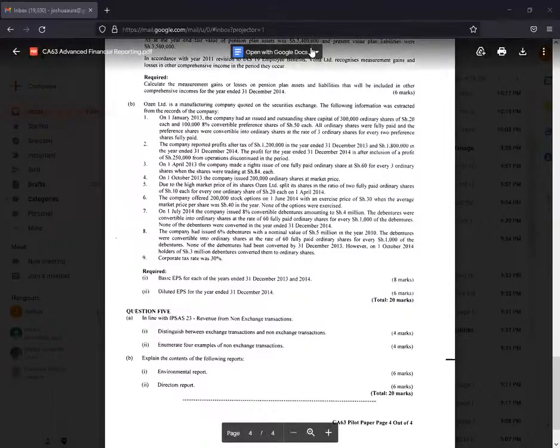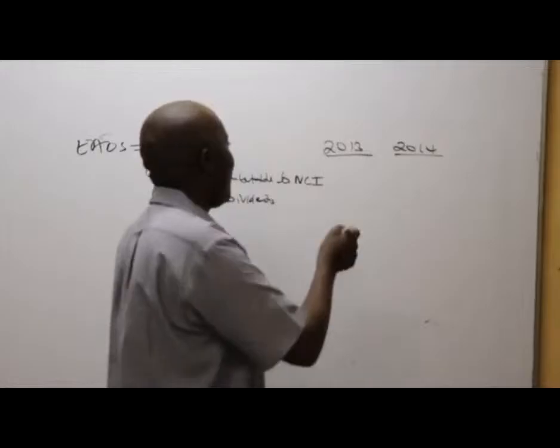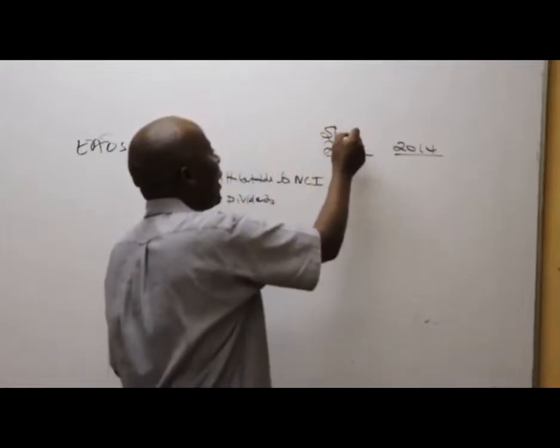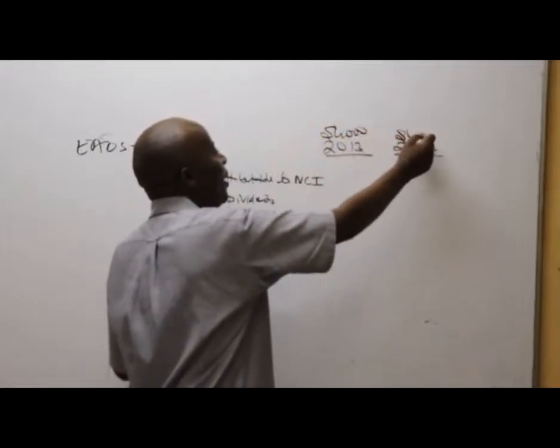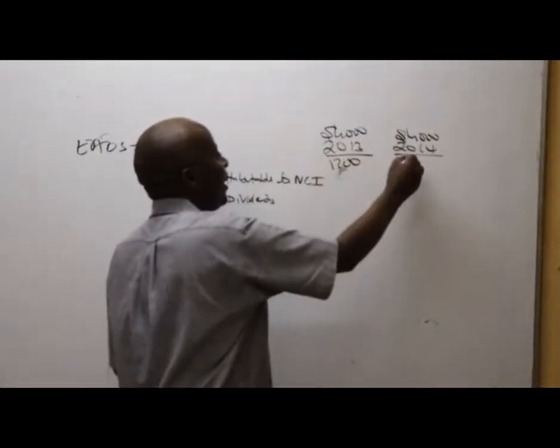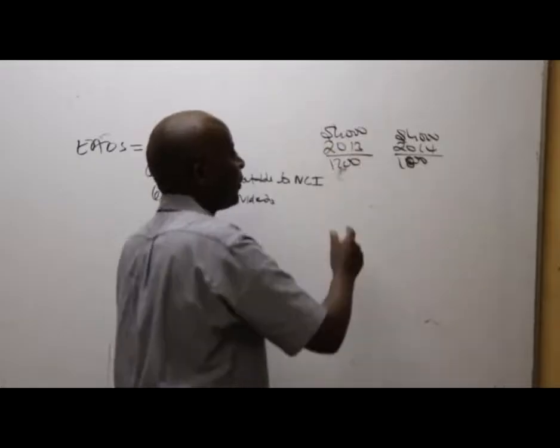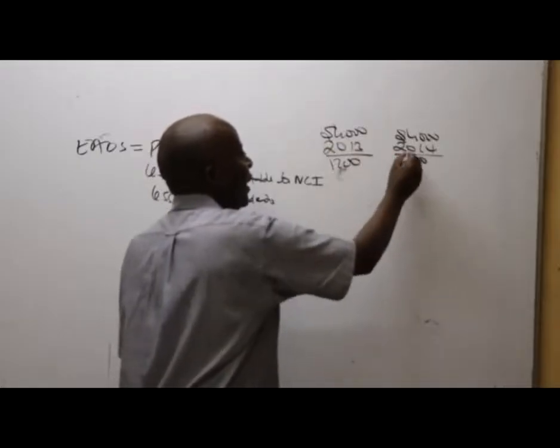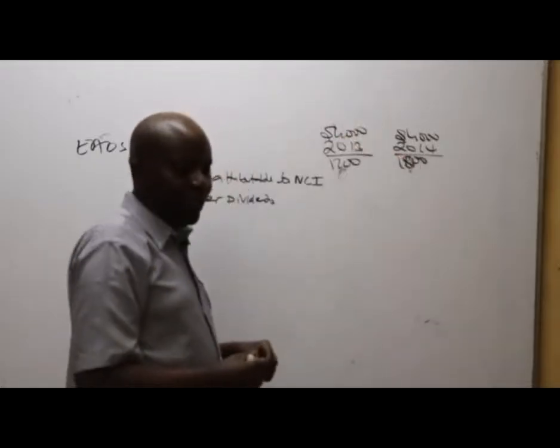I would want my figures to be in shillings, thousands. So here they are saying 1,200 profit after tax, and the other is 1,800. So 1,200 and 1,800.